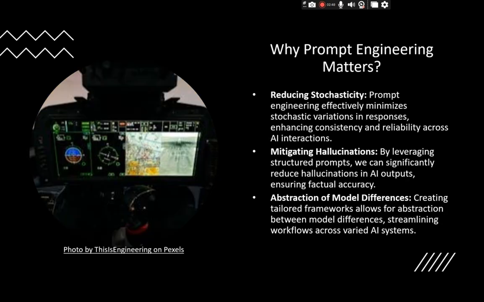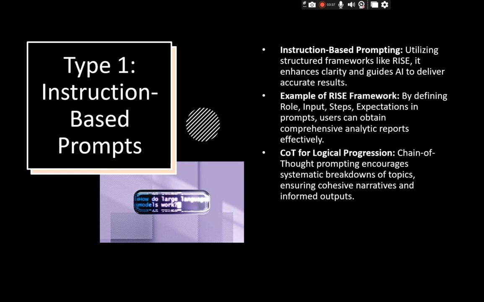Now, why prompt engineering matters. Prompt engineering reduces the stochasticity of the model. It effectively minimizes the stochastic variations in the responses, enhancing the consistency and reliability across AI interactions. It also mitigates hallucinations: by leveraging structured prompts, we can significantly reduce hallucinations in AI outputs, ensuring factual accuracy. And also abstraction of model differences: creating a tailored framework allows for abstraction between model differences, streamlining the workflows across varied AI systems.